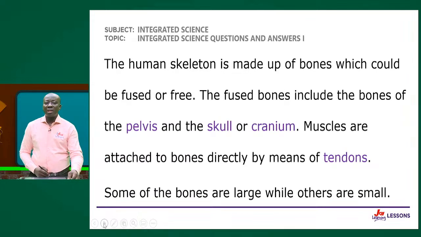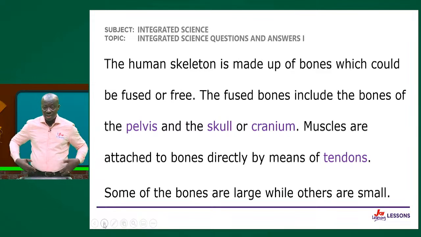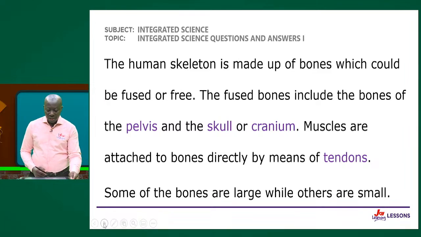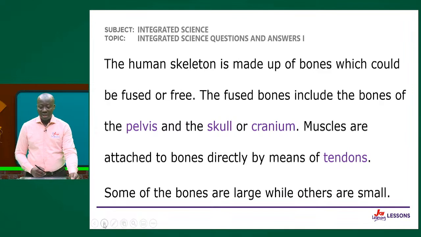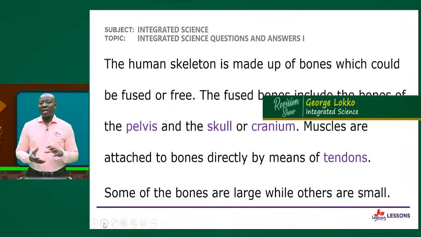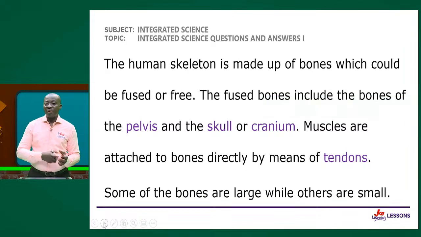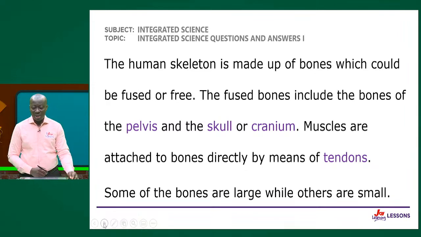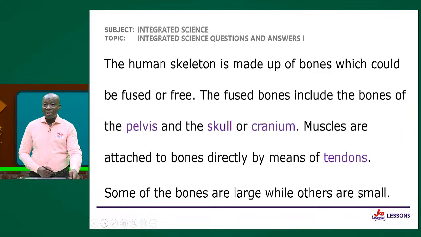The human skeleton is made up of bones, which could be fused or free. The fused bones include the bones of the pelvis, that is the waist region. There are some bones there which are fused together, forming an interesting small cage. And the skull, the bones in the head, or what you call the cranium. Muscles are attached to bones directly by means of what you call tendons. Anytime you are served with chicken and you are eating, as you rip the meat off the bone or the thigh bone, you see some white tissue attached directly to the bone, and we call them tendons. Some of the bones are large while others are small.